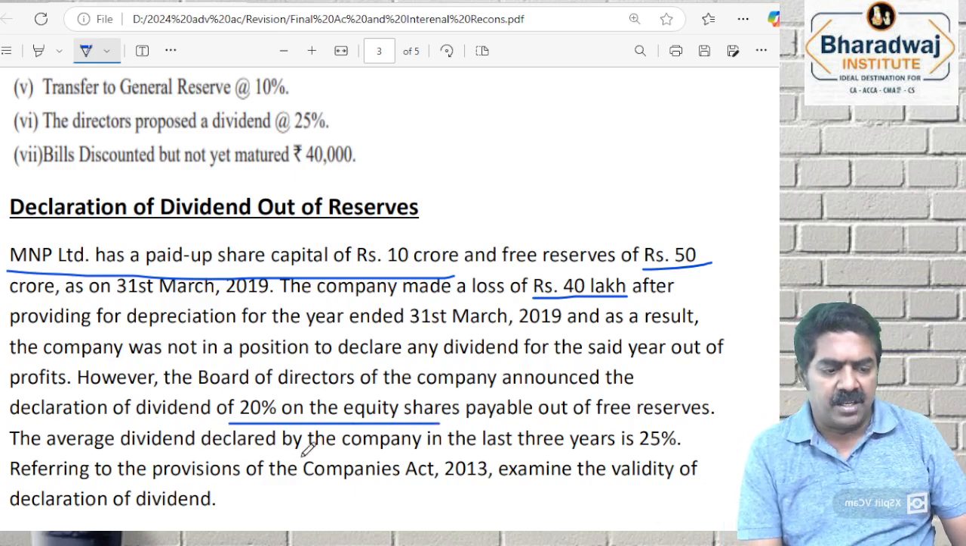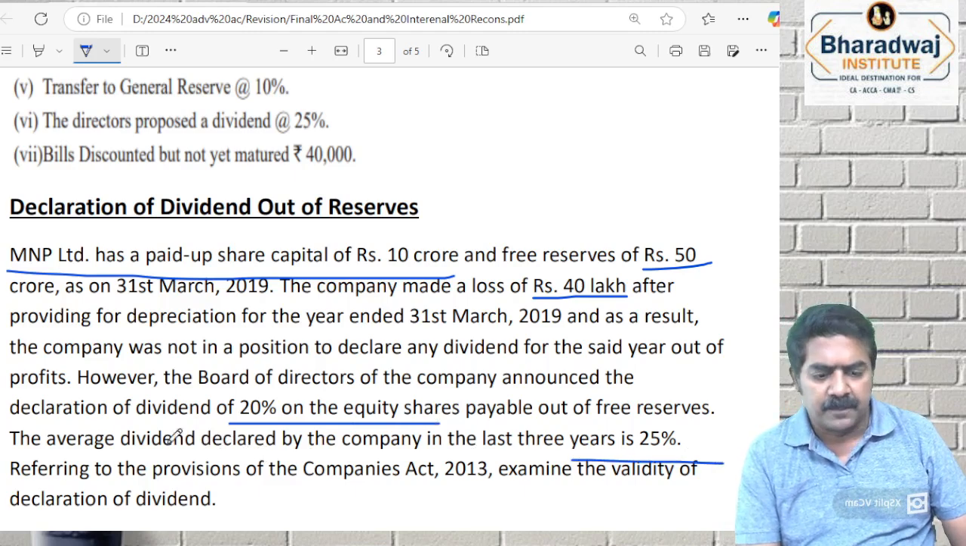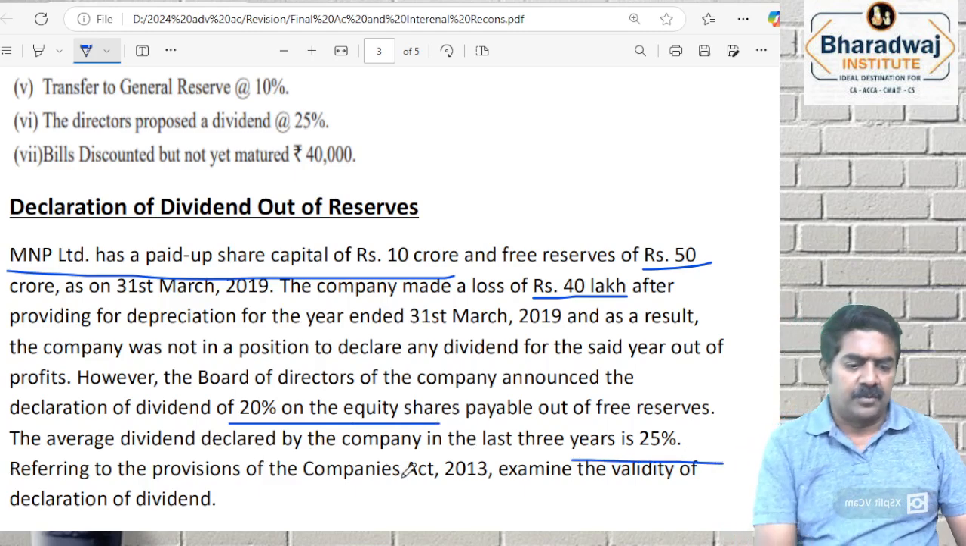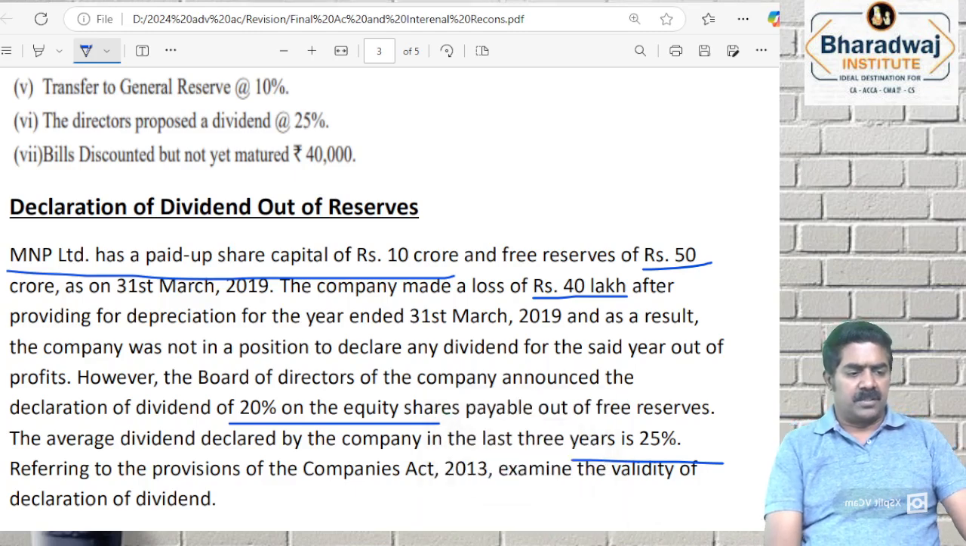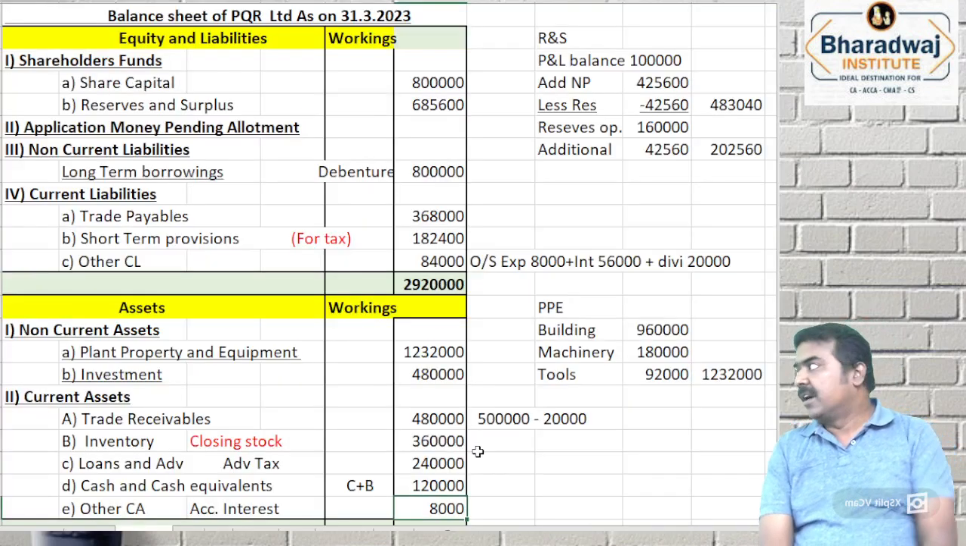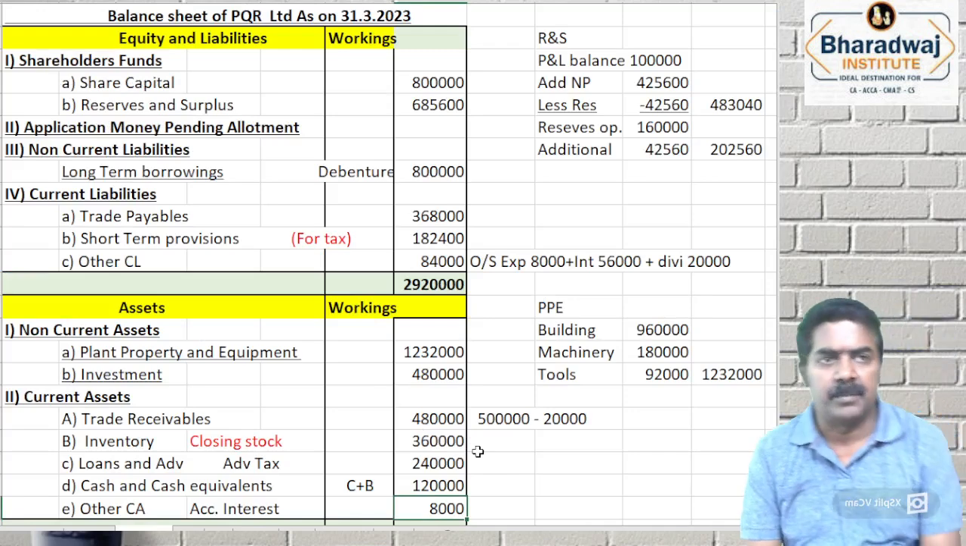Average dividend declared by the company in the last 3 years is 25%. Referring to the provisions of Companies Act 2013, they asked you to determine which one? The payment of dividend.